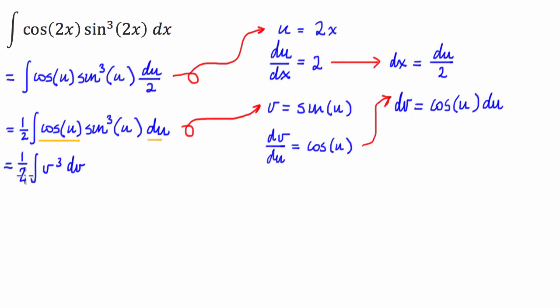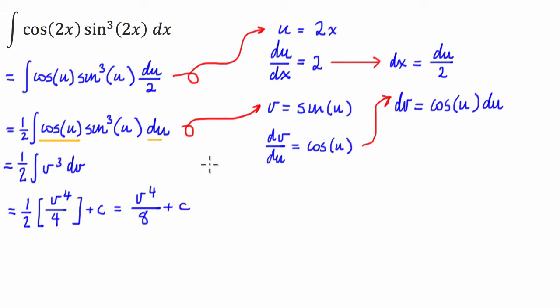Now guys, I'm going to take the integral of this, and as you can see, it's going to be a lot simpler to take than this or this. So this is going to be equal to 1/2 times v to the power of 4 on 4 plus c, which is equal to v to the power of 4 over 8 plus c.